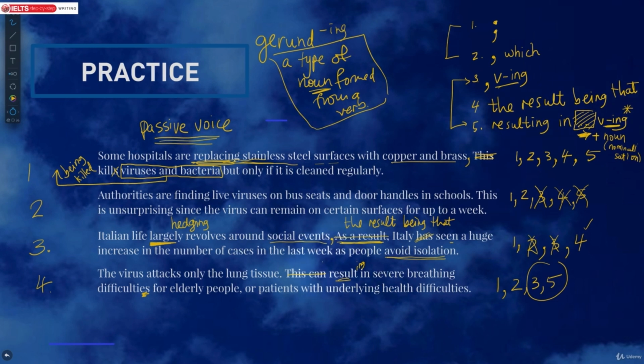And number 4, the result being that, this one is trickier. The result being that, okay, so number 4, the result being that, okay, the more basic way is to say there are. So the result being that there are severe breathing difficulties for elderly people or patients with underlying health conditions. Actually, that's more common, isn't it? I don't know where I got this example sentence from, but underlying health conditions is a much more common collocation.